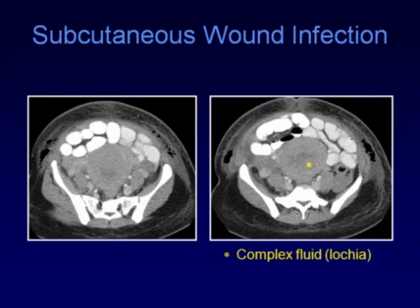Here's another patient with fever after cesarean section. In this situation, the uterus is fairly normal in appearance. There is some lochia centrally. There's no gas in the uterus, but there's too much gas and increased haziness and almost phlegmonous change in the subcutaneous tissues.